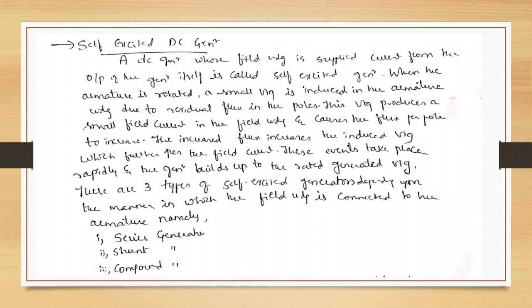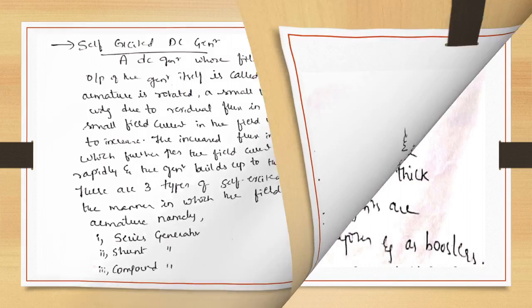As the armature is a closed circuit, some small amount of voltage is induced because of this residual flux, and this small voltage will produce a small current, and flux per pole will increase. This increased flux will increase the induced voltage, which will increase the current. Eventually voltage is increasing, current is increasing, voltage is increasing. These events take place rapidly and the generator builds up the rated generated voltage. There are three types of self-excited generators depending upon the manner in which the field winding is connected to the armature, that is series, shunt and compound generators.